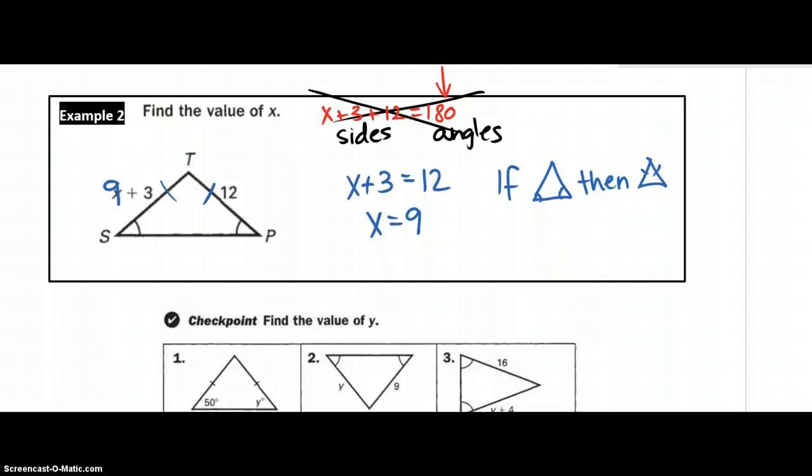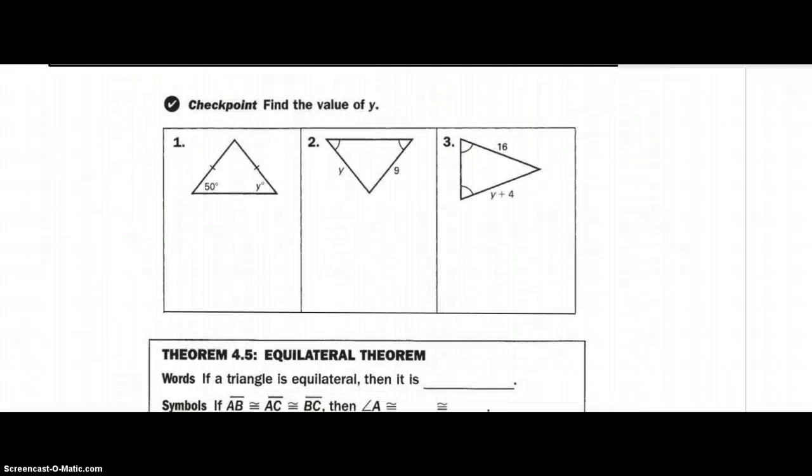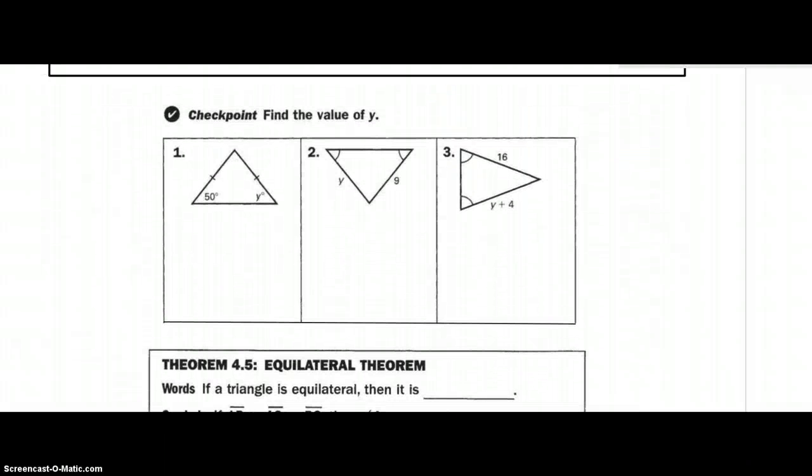Okay, go ahead and try those 3 checkpoints there, but make sure that you are saying why. You are explaining why you are able to find that value. Okay, find the value of y in number 1. What'd you guys get? 50. Why? 50, equal sides equals equal measure angles. That's right.